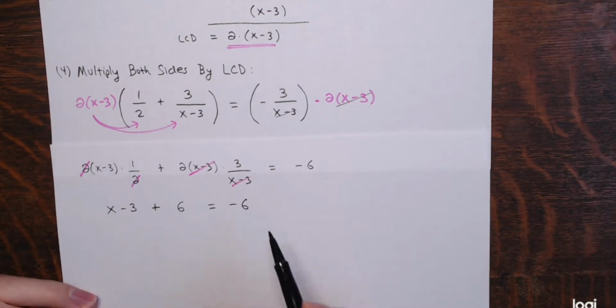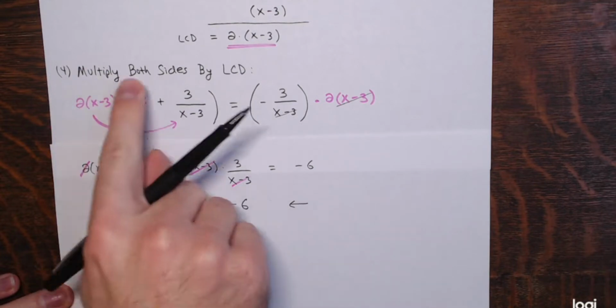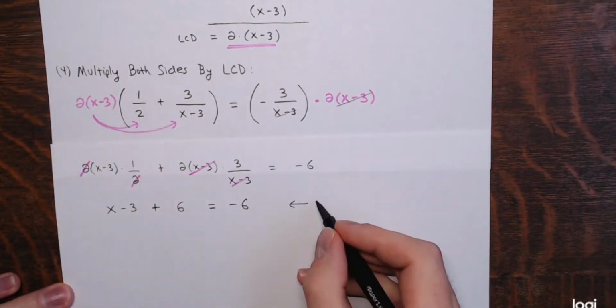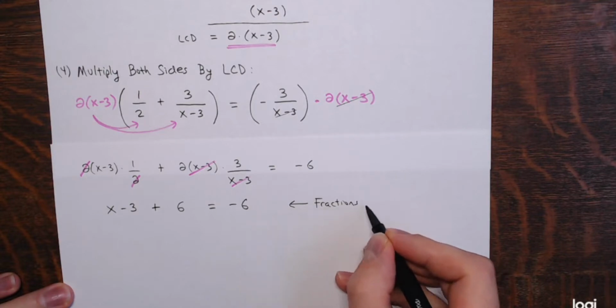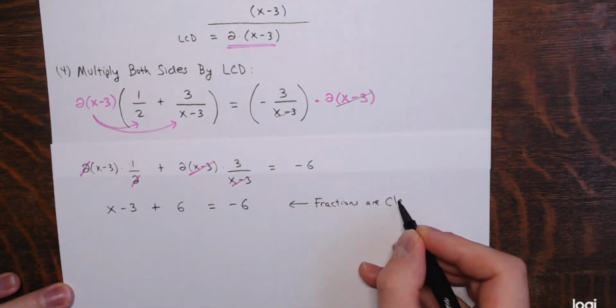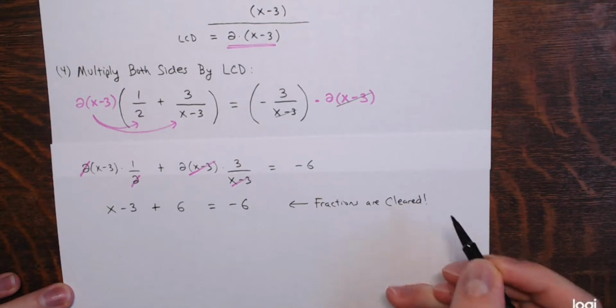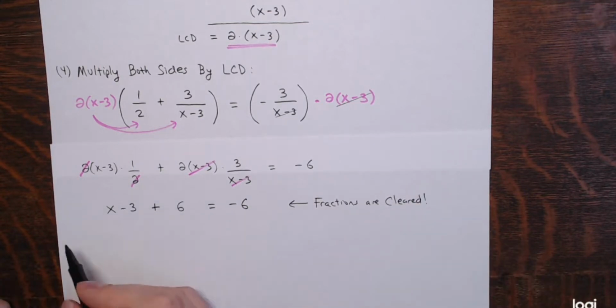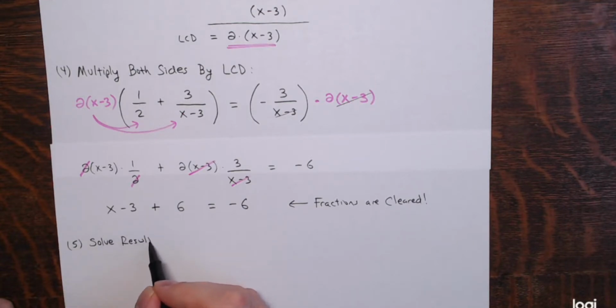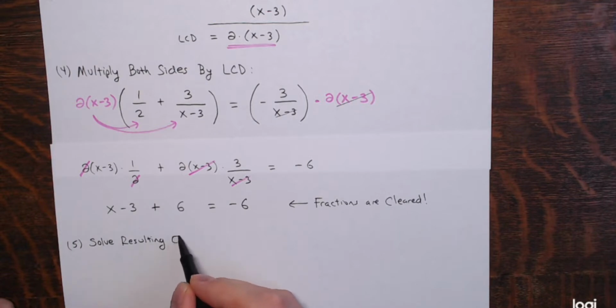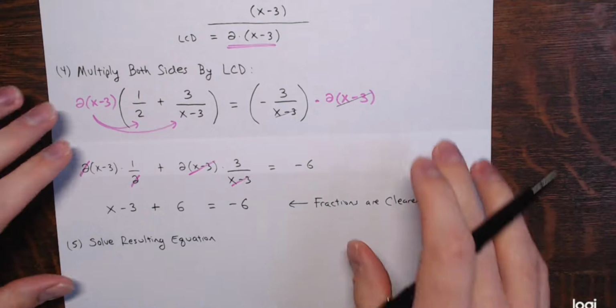I got x minus 3 plus 6 equals negative 6, and see what happens when you multiply both sides by the LCD. Fractions are cleared. All right, the fractions are cleared. You have no more denominators. And then I'll just say at the end, solve the resulting equation for the next step. And the last step should be, check your solutions.